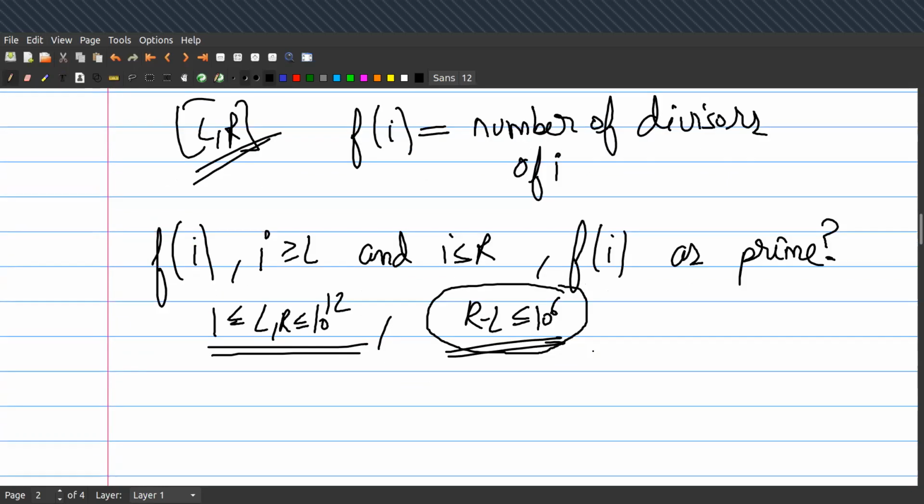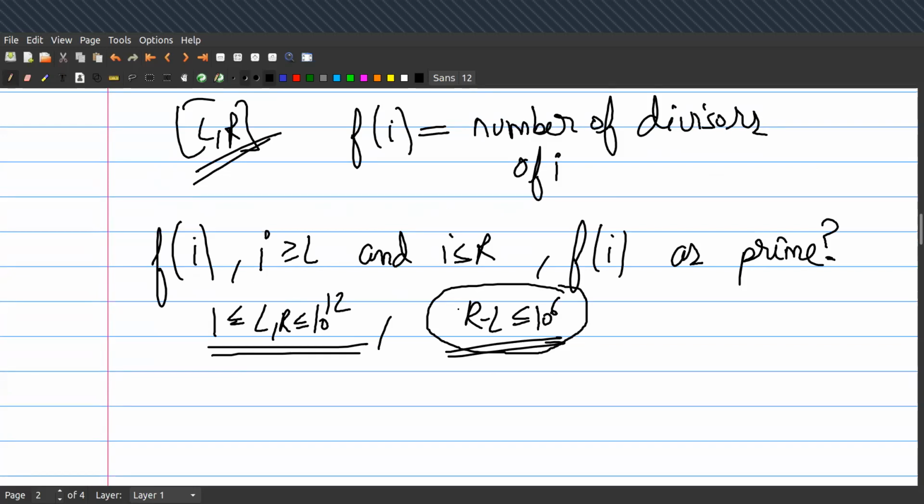If R minus L is around 10 to the power 10, can we find it? No, it doesn't matter. It can be as much as 10 power 12 also. One minute, it doesn't matter. Let me think. You can discuss your solution.